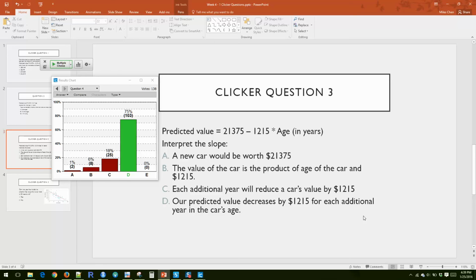Our prediction, if we don't have any other information about the car, changes by 1215, but the value of the vehicles themselves doesn't necessarily change by 1215. And then this, again, the value is not equal to this. This is the predicted value, the difference between 21,375 and this. Answer A is the interpretation of the intercept. This is correct. It is correct to say that a new car with age 0, we would predict is worth 21,375. So the intercept of 21,375 basically says we predict that a new car is worth 21,375.